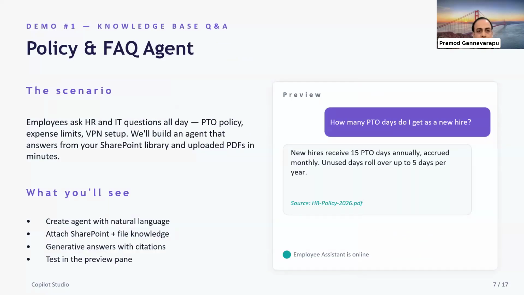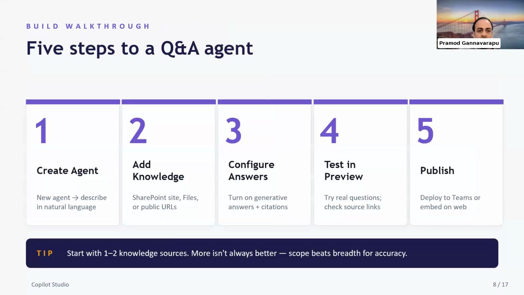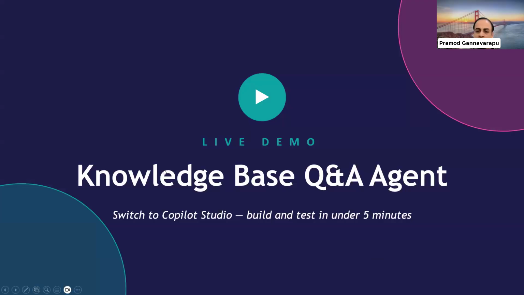So this is the policy and FAQ agent, which I'm going to show you now. Basically, you're going to create a blank agent, add the knowledge source, configure your answers, which is your data and documentation, then test and publish. That's the overall process for building this agent. So let me show you.